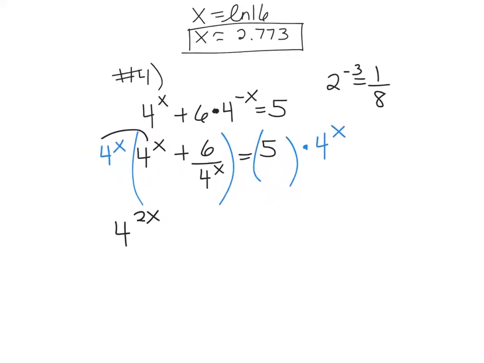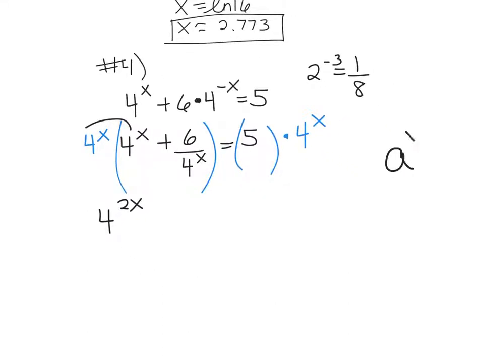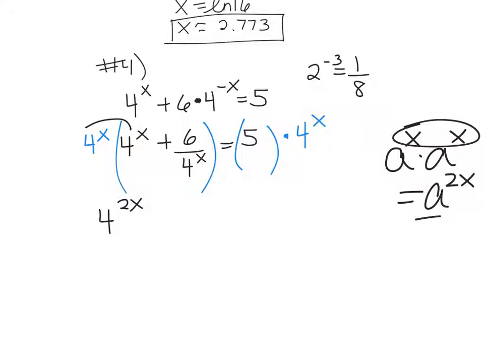Let's explain that real quick. If you have a to the x times a to the x, you get what? A to the 2x. You add the exponents when the base is the same. Did the base change at all? No. So when I have a 4, it's going to stay 4, and I add the exponents. What if we don't have the same base? They will be. Oh, okay. They set these up that way.